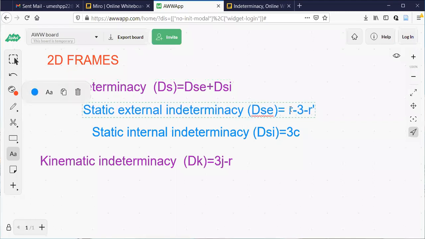In the previous problems, we have used only R minus 3, but the exact formula is R minus 3 minus R dash. R dash calculation comes only if some hinges are provided externally. I'll show you that one today. Static internal indeterminacy is equal to 3C.